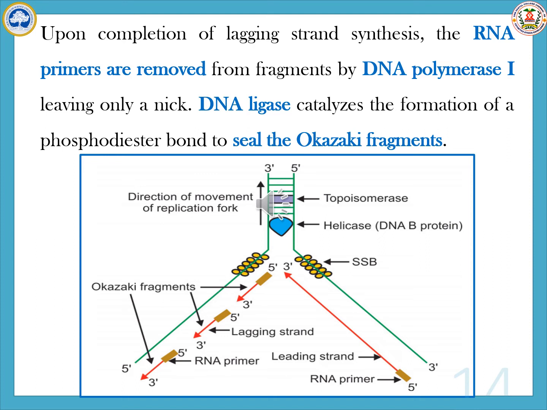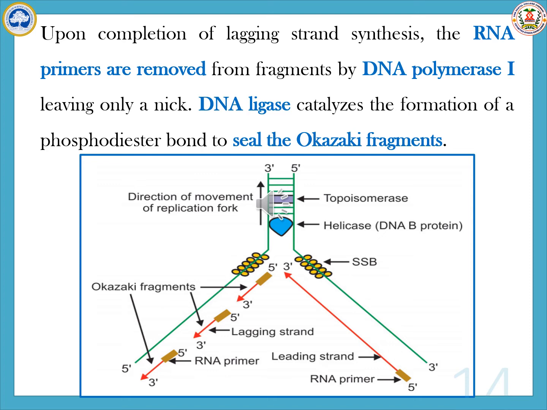They are found to be discontinuous, and after the completion of the lagging strand, the RNA primers have to be removed, because it should be completely DNA. The RNA primers are removed by the enzyme called DNA polymerase 1. You have to be very careful that DNA polymerase 1 is involved in the removal of the RNA primers, whereas DNA polymerase 3 is involved in the addition of the deoxynucleotides to the RNA primers.